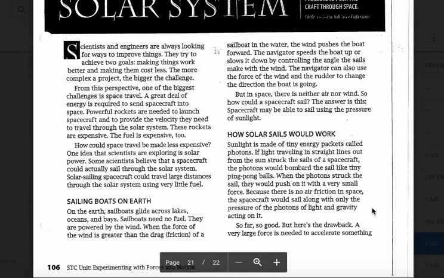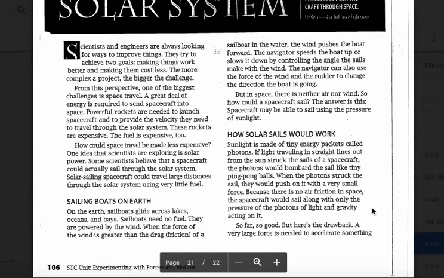These rockets are expensive. Oh, see, they just used the word velocity as speed. That bugs me. We know that velocity is speed and direction, so it would have been better if they said to provide the speed they need to travel through the solar system. Anyway, these rockets are expensive. The fuel is expensive too. How could space travel be made less expensive?